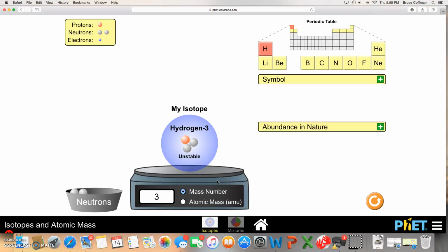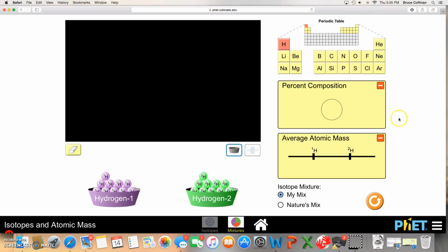I think if you taught isotopes and what it is before you showed this, you lose that ambience. You lose that, oh, why is it shaking? I wonder why, huh? And then I go to mixtures here, and then they get to play.